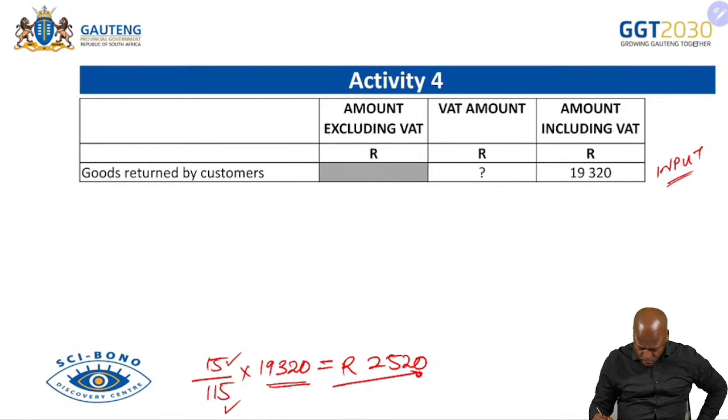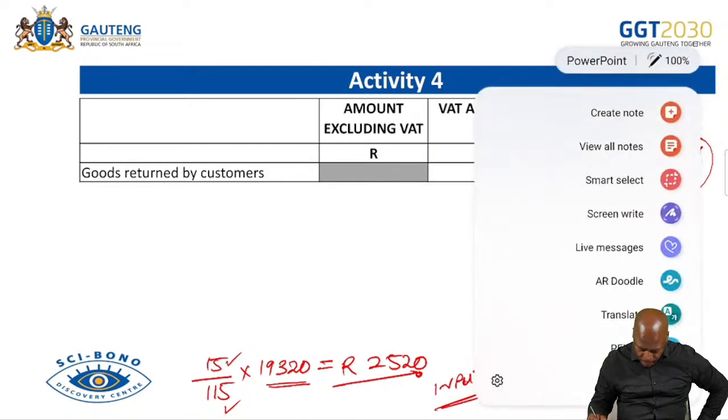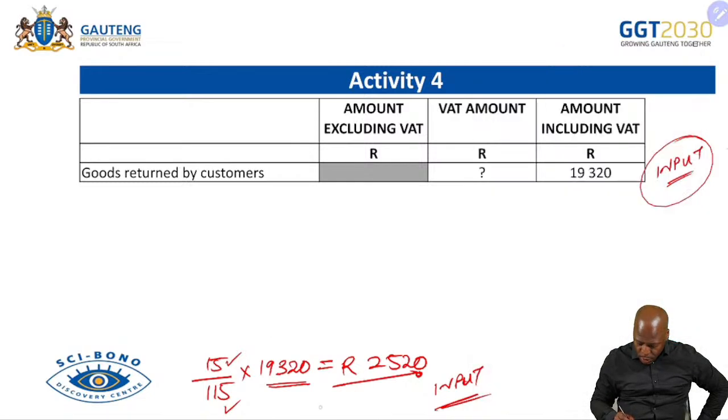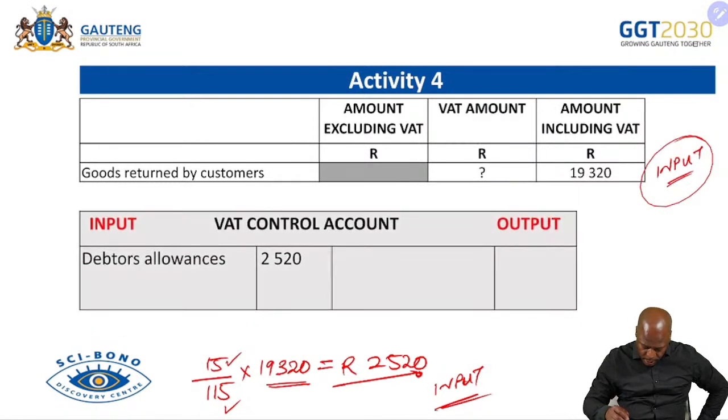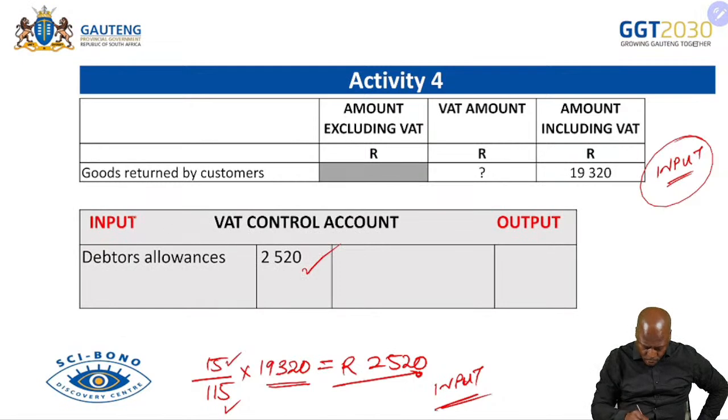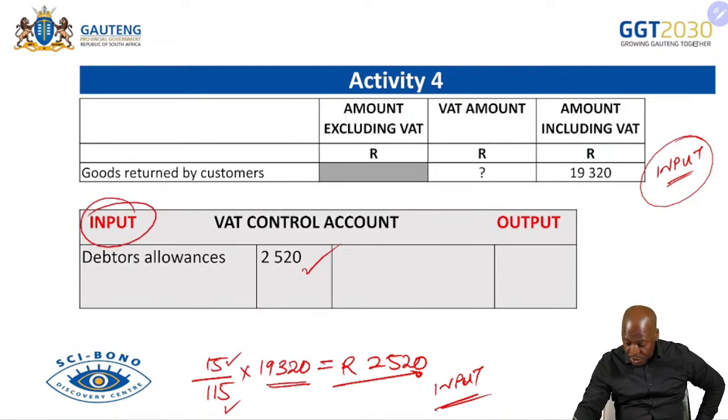2,520. So where does it go? We have already established that it goes to the input VAT. Let's see. Okay, it will go on to the input VAT. All right, it needs to go to the input VAT. There it is, 2,520 on to the input VAT.